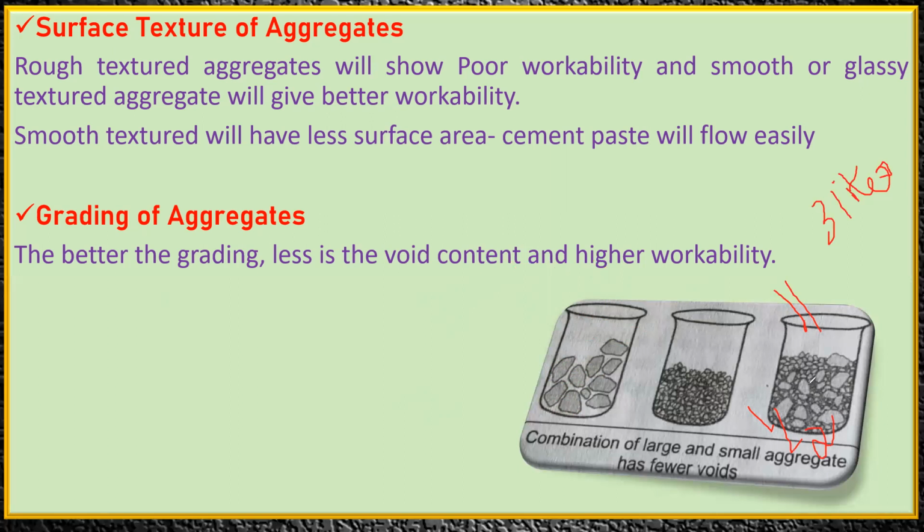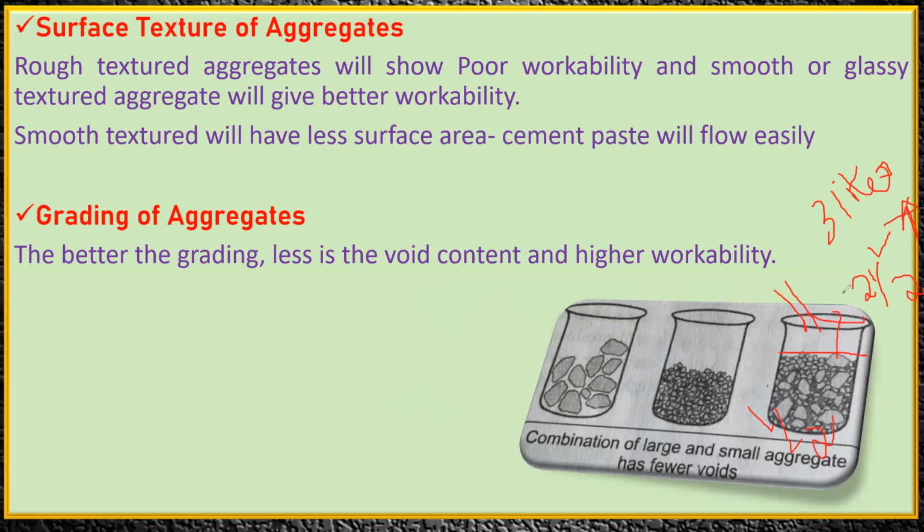There will be voids everywhere, right? So let us say half kg is gone in filling the voids, and how much is left out? 2.5 kg is left out. So what is this 2.5 kg? 2.5 kg of cement paste is left out for the workability. So what is happening now? I mean, indirectly, what is happening? You are getting more cement paste. If you are getting more cement paste for the lubrication, your workability is going to increase.